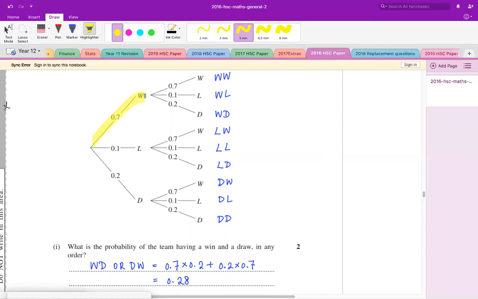Yeah. So you need to do the WD. Your destination should be WD. To get to WD, okay, take this route, right? Oh, okay. So that means I'm timesing these two numbers together.